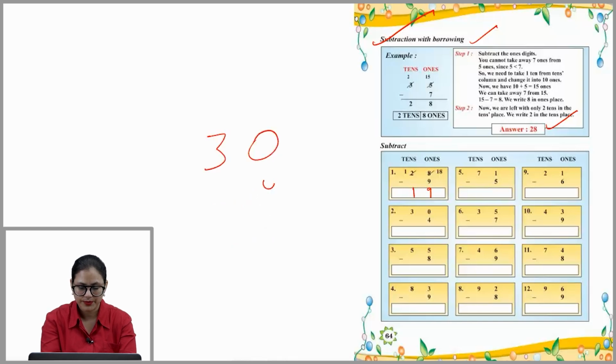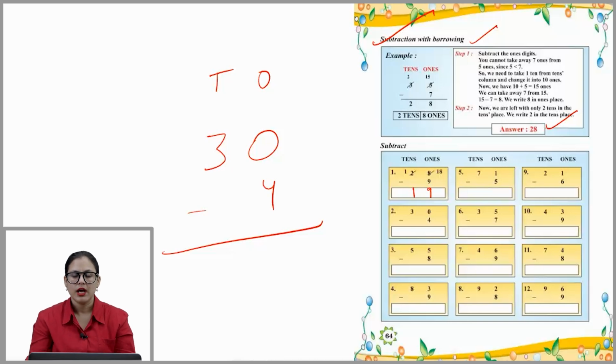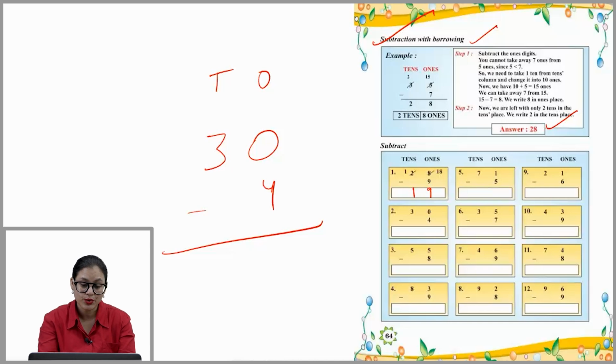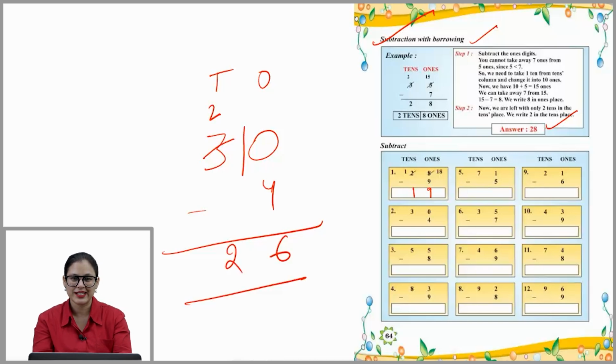30 minus 4. Okay. Ones, tens. Can you subtract 4 from 0? Most of the students make this mistake that 0 minus 4 is 0. No, this is wrong. 0 minus 4 is not 0. Okay, or 0 minus 4 is not 4. 4 is greater than 0. So you cannot subtract. So what will you do? We will borrow from here. Okay. So it will become 10 and the 3 will become 2. 10 minus 4 is 6 and 2 minus 0 is 2. Right? Students, now similarly you will do all these parts.